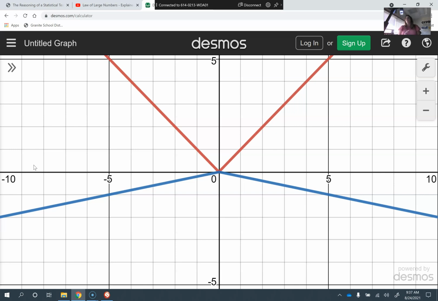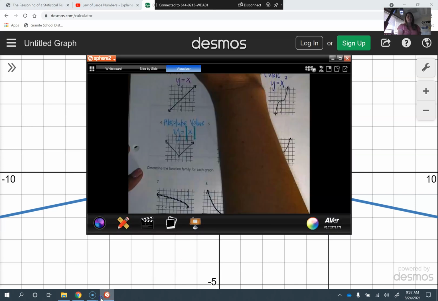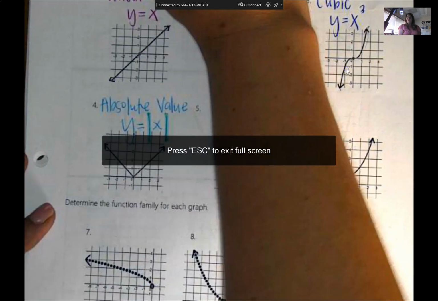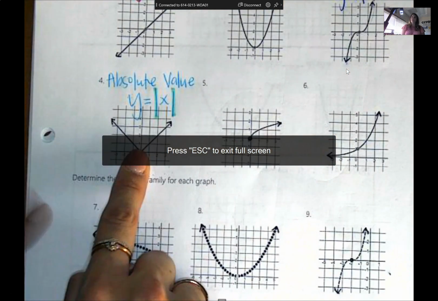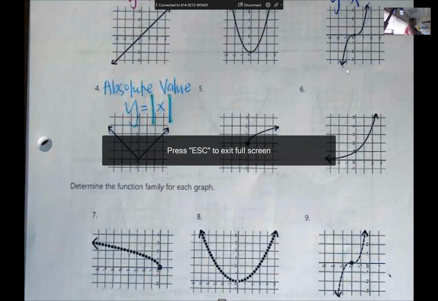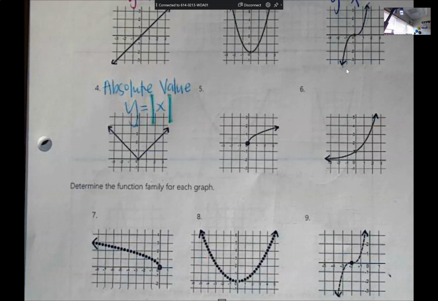But it's very important that you're understanding that the parent function starts out as this basic shape. So here it's this basic V, and then you can make a million other graphs that look like that by adding, subtracting, multiplying, dividing, and reflecting.